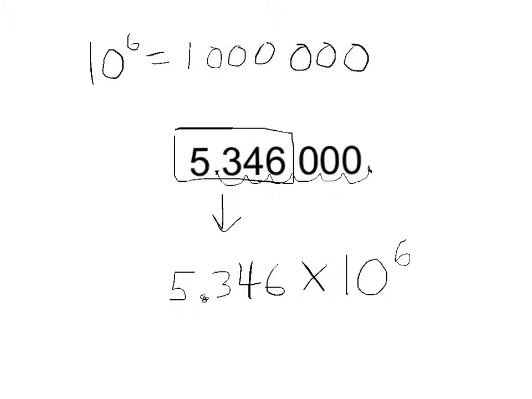So if I do some estimating here, 5 times a million gives me close to 5 million. Actually, it gives me 5 million. Then the 5,346,000 sounds pretty decent.